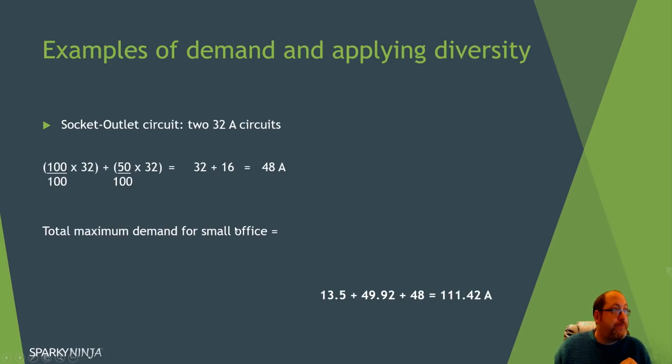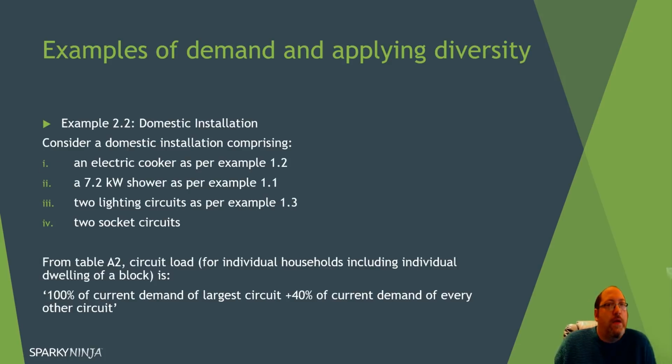Okay, let's go another example then. Okay, so for the domestic installation, we're going to consider the previous examples for the cooker. That was where diversity brought it down to 26 amp. The shower, which was just 30 amp, no diversity applied. We'll do light circuits from example 1.3, which is I think 4.65 amp each, and two simple 32 amp socket circuits.